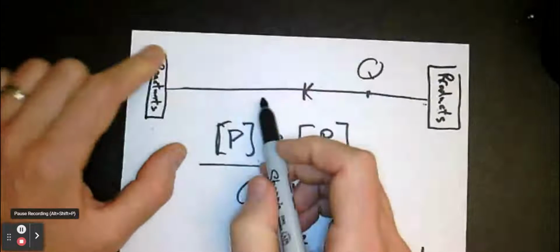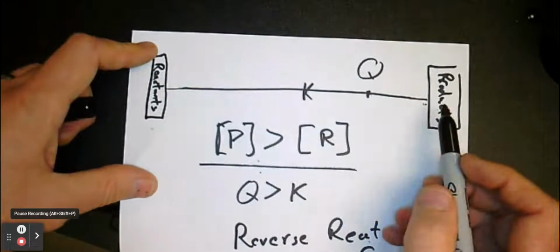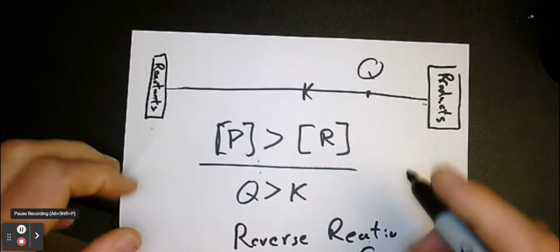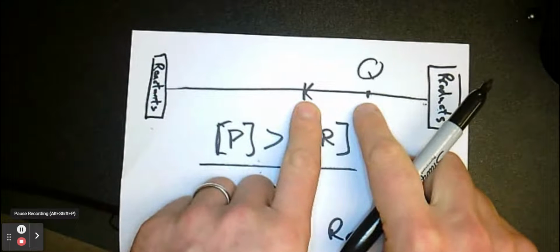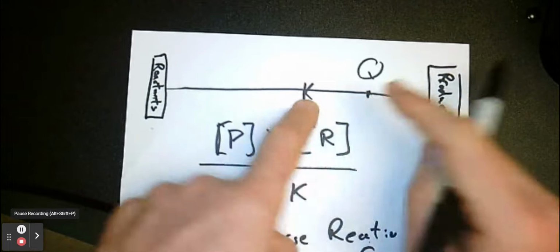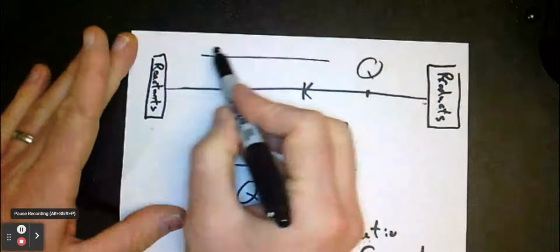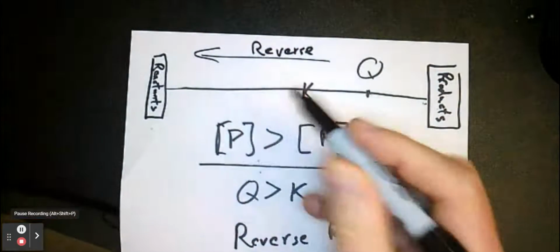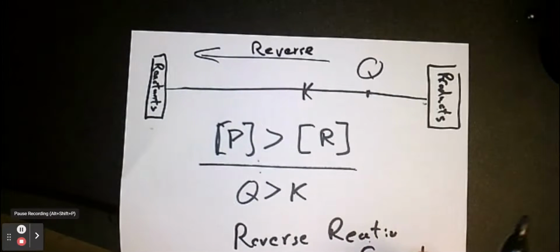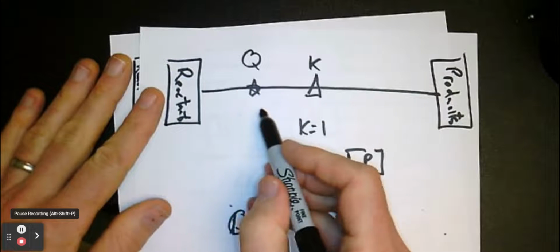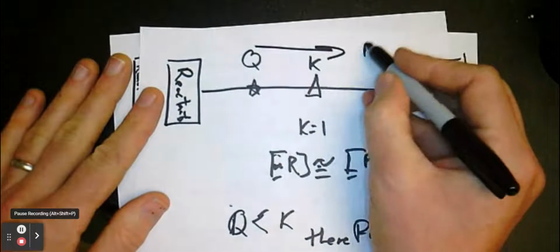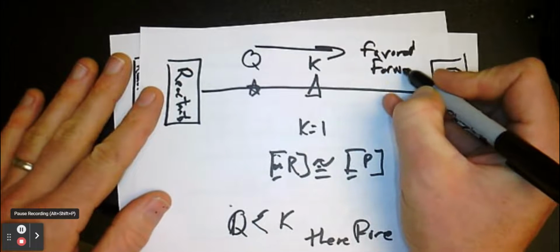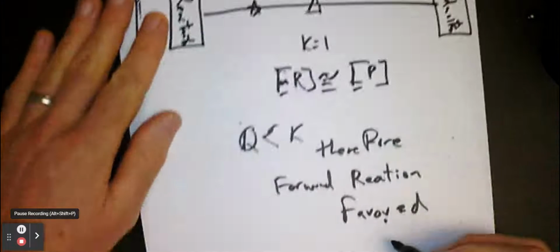Okay? So this line here is a visual to help you remember: when Q is greater than K, the reverse reaction is favored. And if Q is less than K, the forward reaction is favored. Okay, until Q equals K.